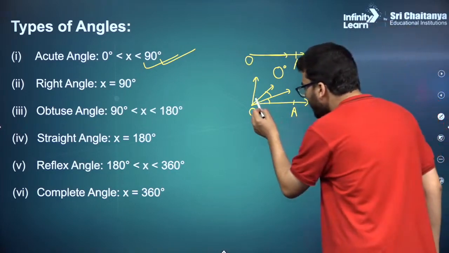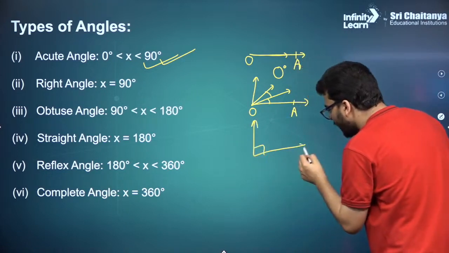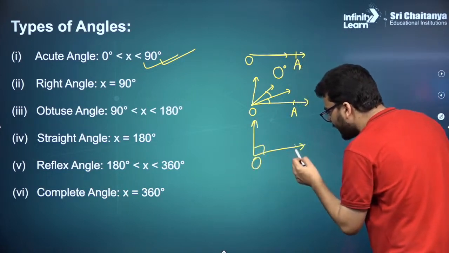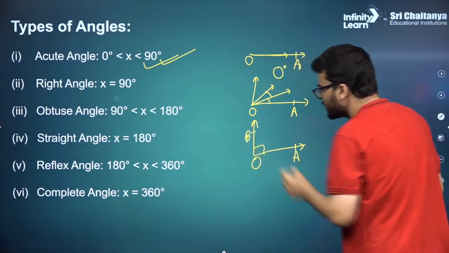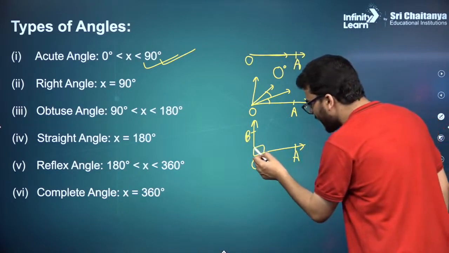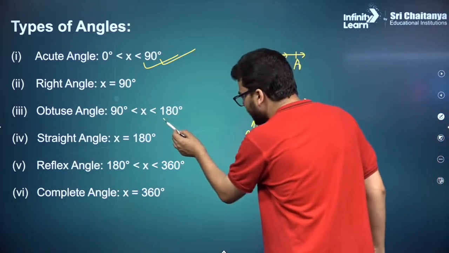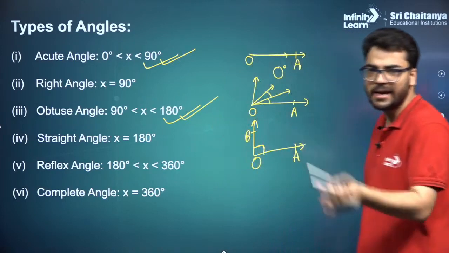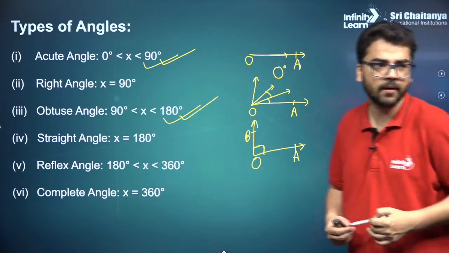And if the angle is equal to 90 degree, that is called a right angle. The name of 90 degree is right angle. Suppose this is anything, you can take B. So this is a right angle and it is represented by this sign, correct? And if the angle is greater than 90 and less than 180 degree, then that is called an obtuse angle.